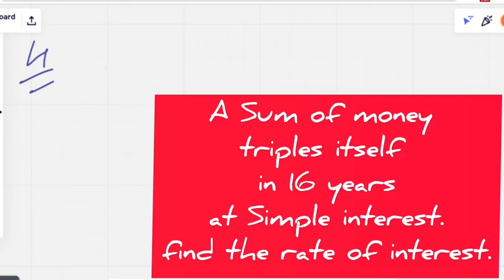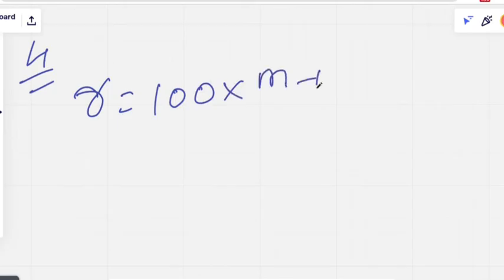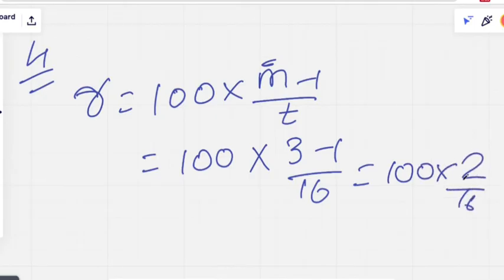For these questions, doubles or triples, you have a simple formula: 100 into (m minus 1) by t. Here m is doubles or triples. In our question they are saying triples, so it is 3 minus 1, by t. T is the time period, which here is 16. So 100 into 2 by 16. Simply a one-step answer, that is 12.5.